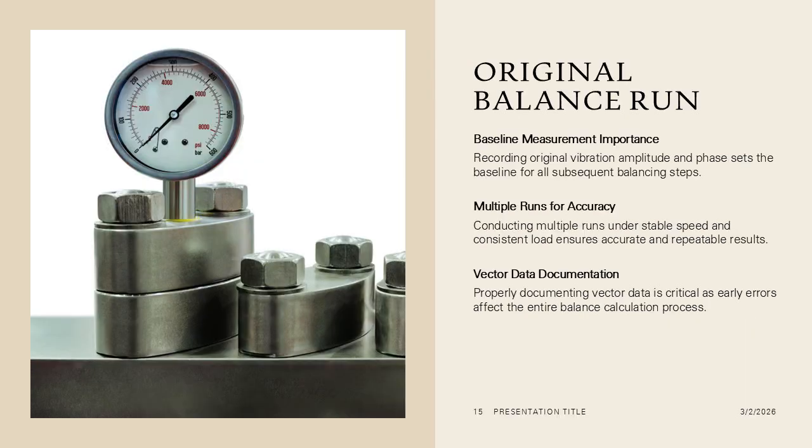This slide explains the first step in the balancing procedure: recording the original vibration amplitude and phase. It highlights the need for multiple runs, stable speed, consistent load conditions, and verifying repeatability. The original run establishes the baseline against which all later measurements are compared. Proper documentation of vector data is vital, as errors at this stage propagate through the entire balance computation.